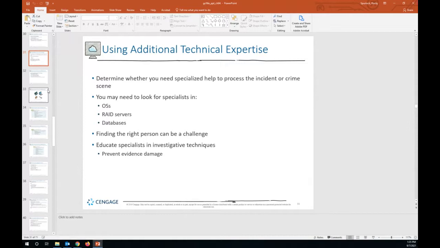You may also need to determine whether you need any specialized help to process the incident or crime scene. So you may need to look for specialists in RAID servers, operating systems, and databases. Finding the right person can be a challenge, but you want to make sure that your specialists are trained in the proper investigation techniques because you want to avoid damaging the evidence.